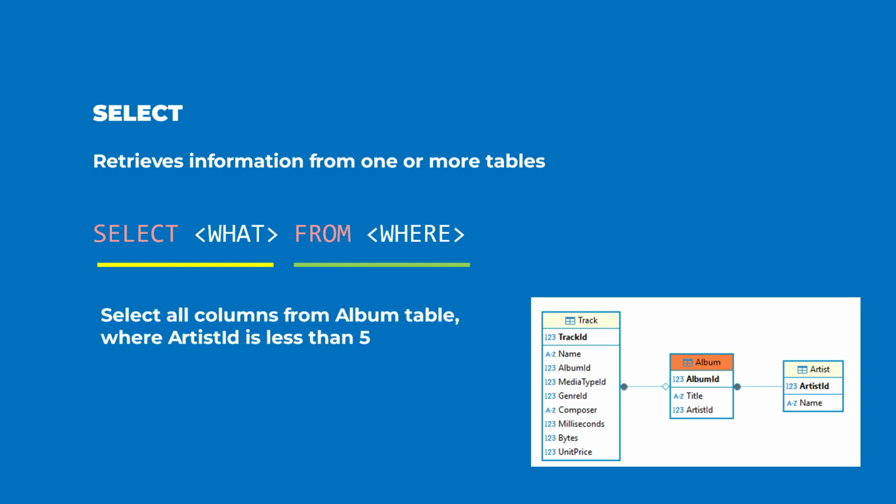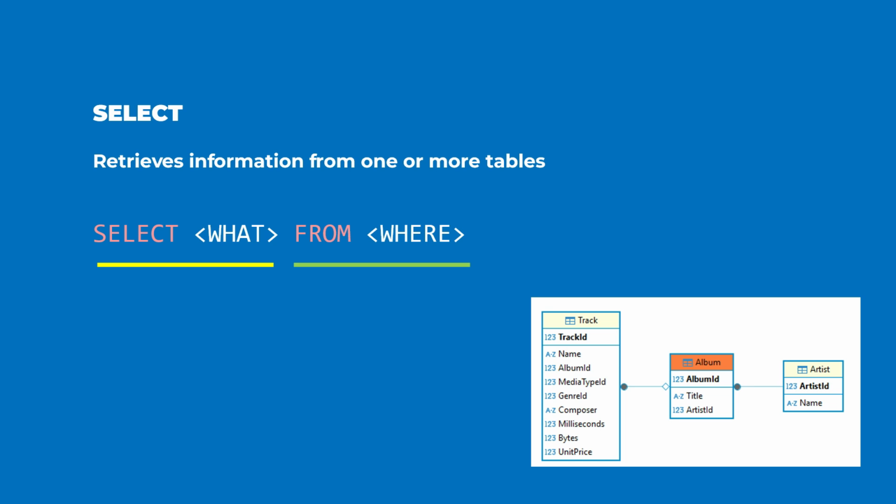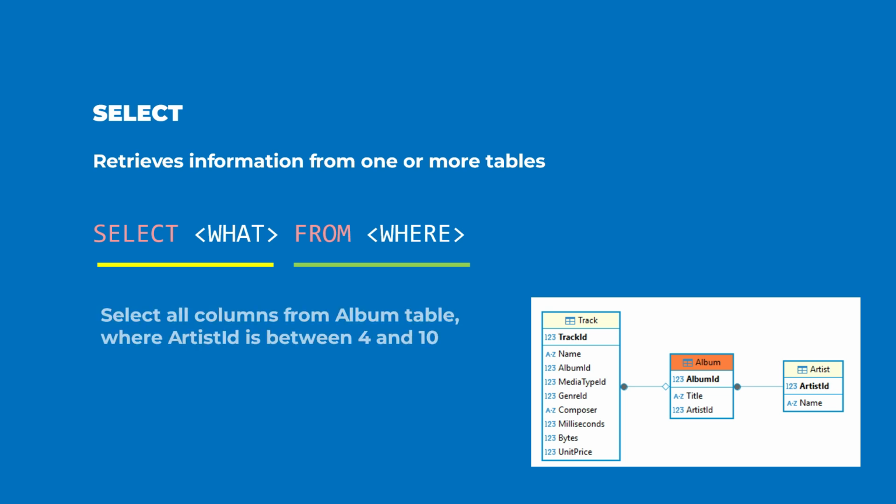For this, we can use the expression select asterisk from album followed by a where clause with filter condition, that is artist ID must be less than 5. And we can see the information only for the specified filter condition, that is all artist IDs must be less than 5. Now what if we are only interested in a range of artist IDs?